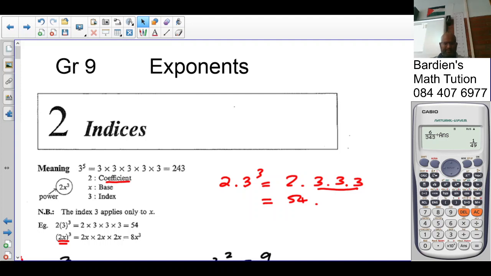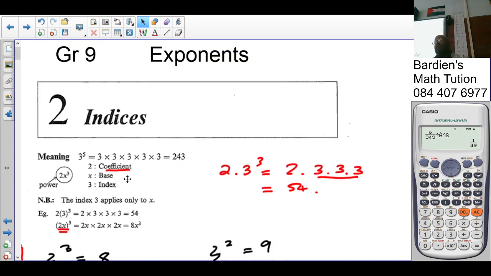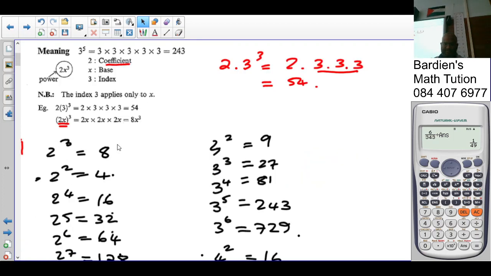Good morning, class. Right, so today we're still carrying on with exponents or indices. At this point, you guys had some homework, correct? Yes, sir. What was the homework?